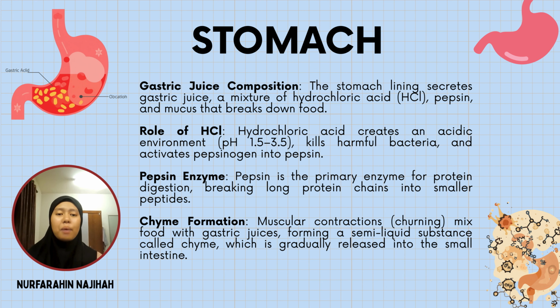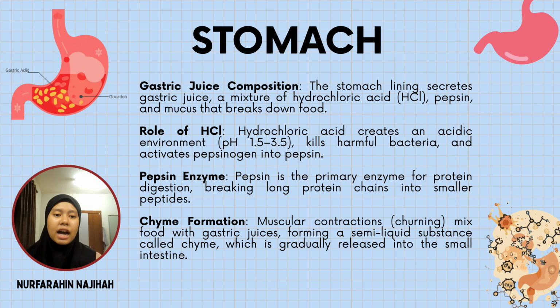Okay, so next I will explain about the stomach. After passing through the esophagus, the food enters the stomach. The stomach lining secretes gastric juice, which contains hydrochloric acid, HCl, pepsin, and mucus. These substances help break down food and prepare it for further digestion.